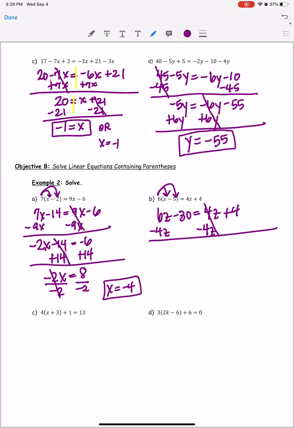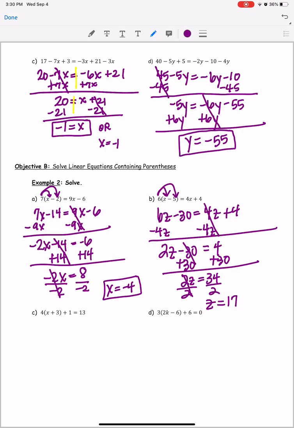So 4 minus 4 cancel each other out. 6 minus 4 gives me a 2z. Bring everything else down. So now that my variable's over here, I need my number over here. So I need to move my negative 30 over. Well, opposite of subtracting 30 is to add 30. So I've got 2z equals 34. Divide by 2. And we get z equals, this is 17.